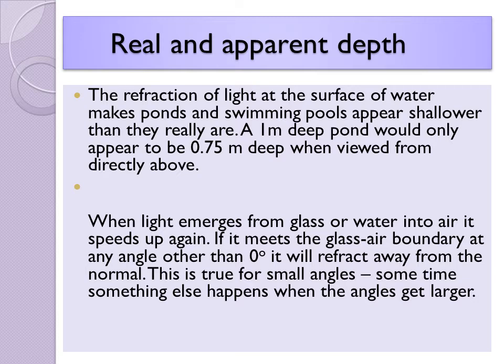When light comes from glass or water into air, it speeds up again. If it meets the glass-air boundary at any angle other than 0 degrees, it will refract away from the normal. This is true for small angles. Sometimes something else happens when the angles get larger.